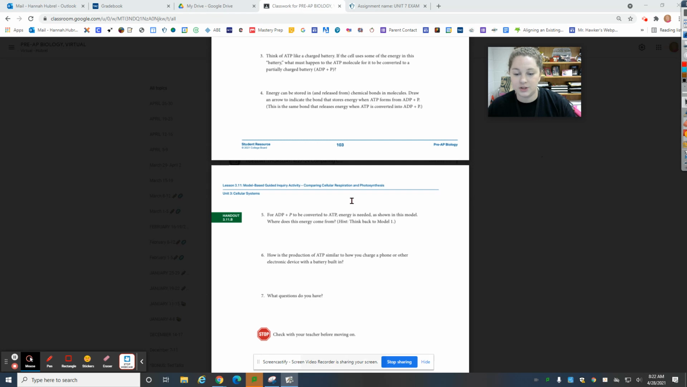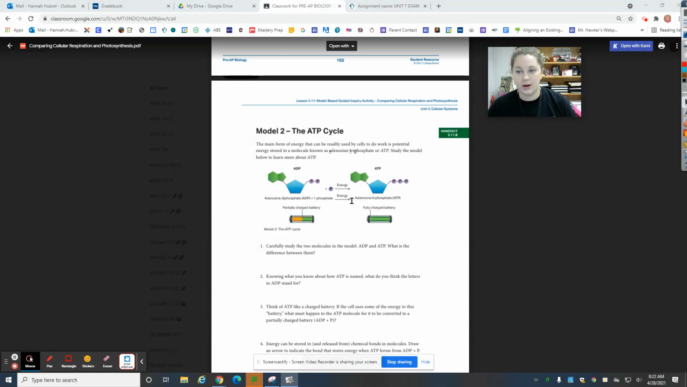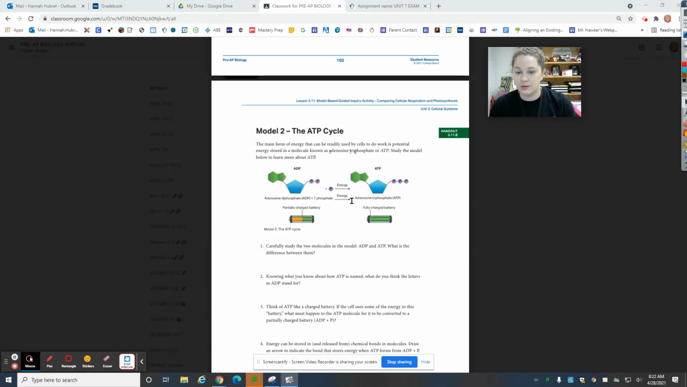And then how is the production of ATP similar to how you charge a phone or other electronic device with a battery built in? Both require an outside energy source to convert that energy. That's it.